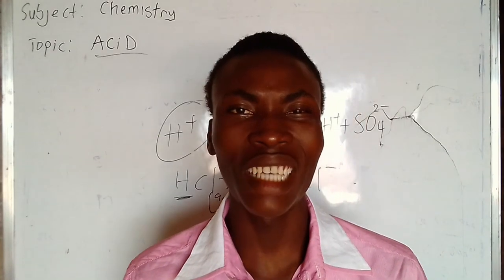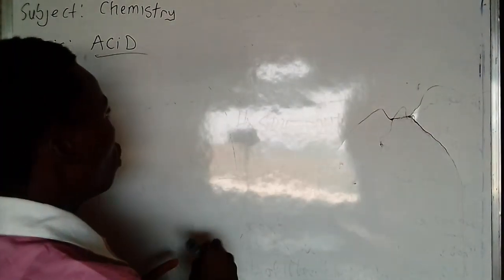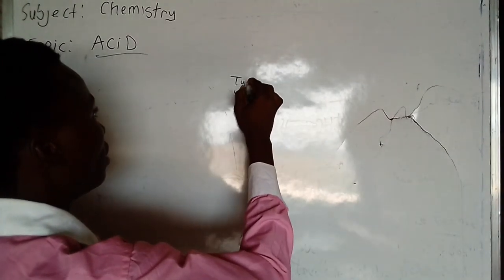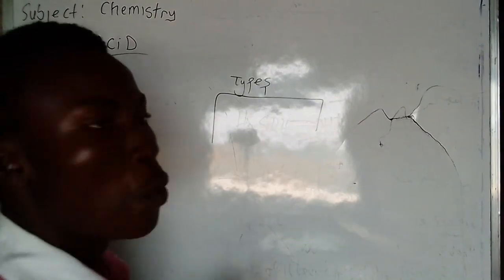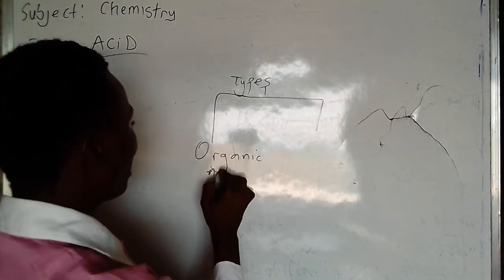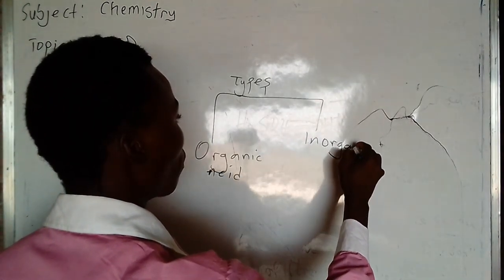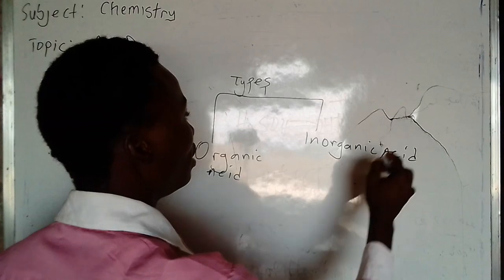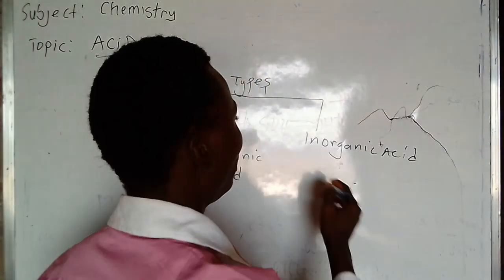Now, let us look at the types of acid. When we are talking about the types of acid, we have two types: organic acid and inorganic acid. The inorganic acid is also known as mineral acid.